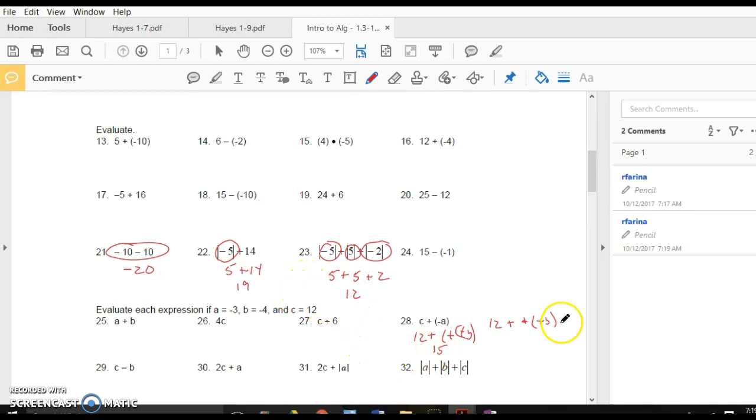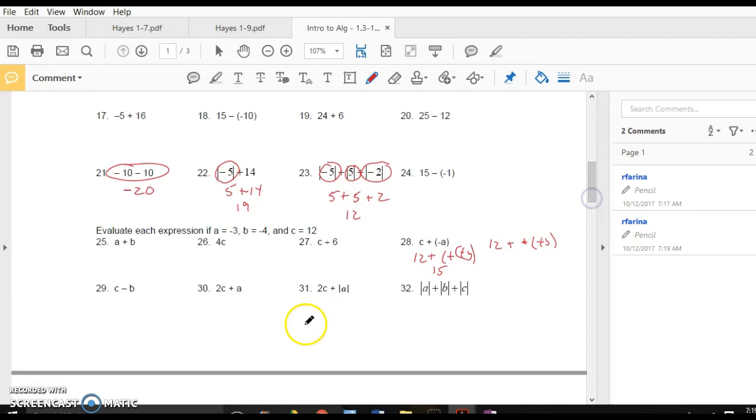Then 31. If you look at it, you have 2 times 12 plus the absolute value of A, which is -3. Now this is going to give you 24. But then the absolute value of -3 is +3, which is going to give you 27.